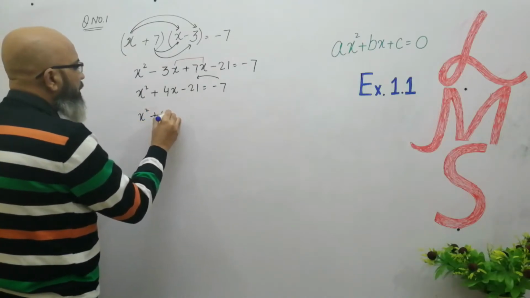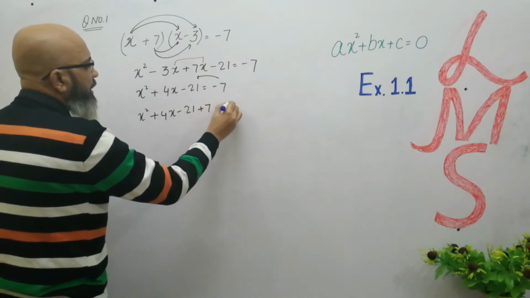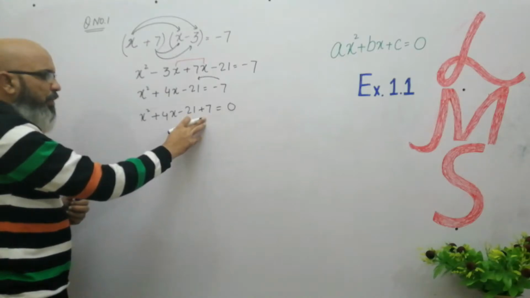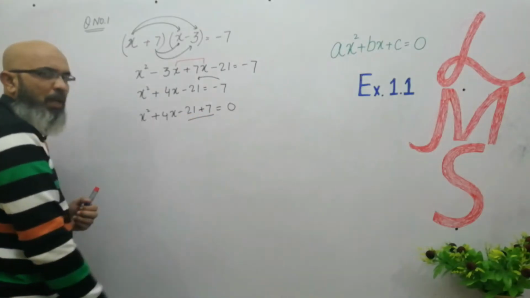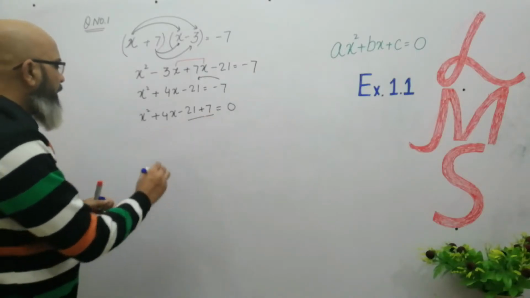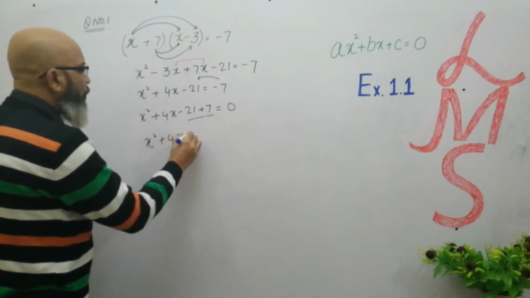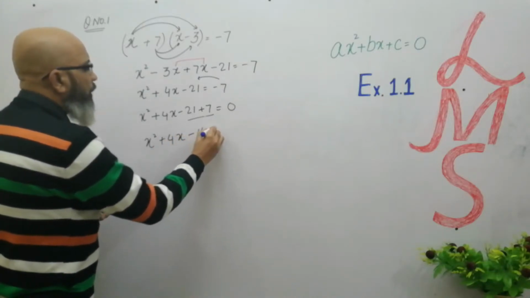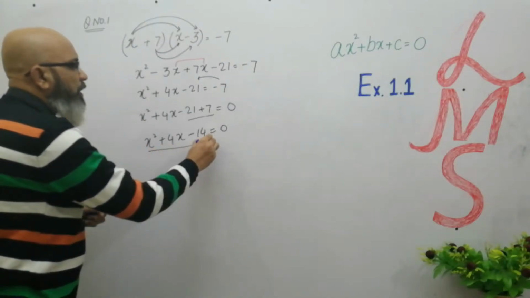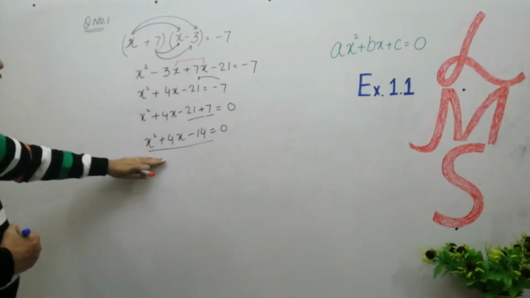x square plus 4x minus 21 plus 7 is equal to 0. When we move -7 in this way, the sign comes positive. So these two are also like terms, means we can add or subtract. So signs are different, we will subtract it. x square plus 4x minus 14 is equal to 0. So this is your standard form of quadratic equation. We can convert this question into standard form.